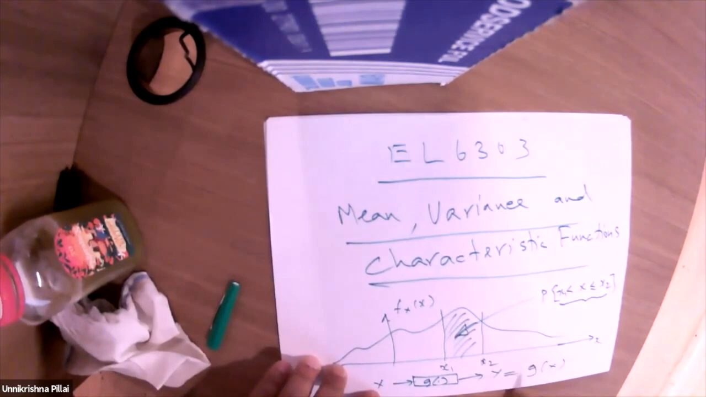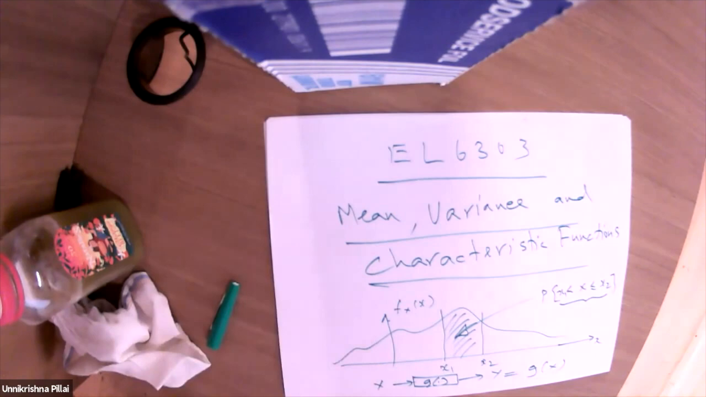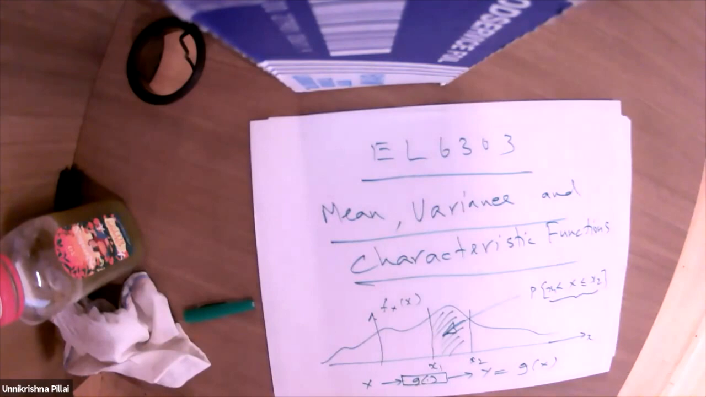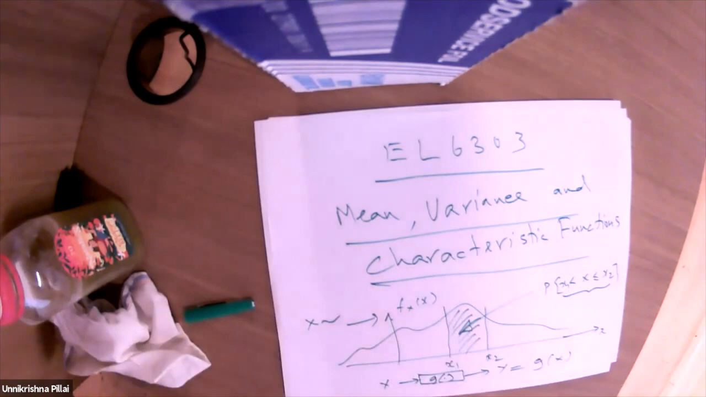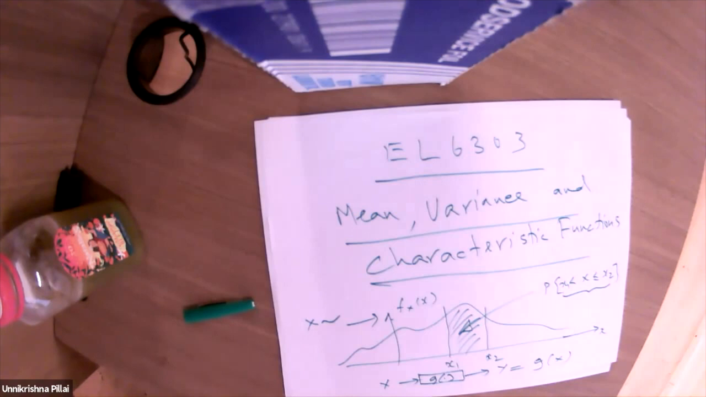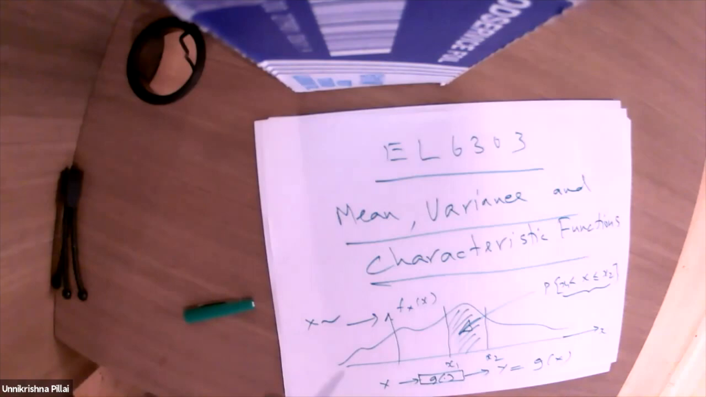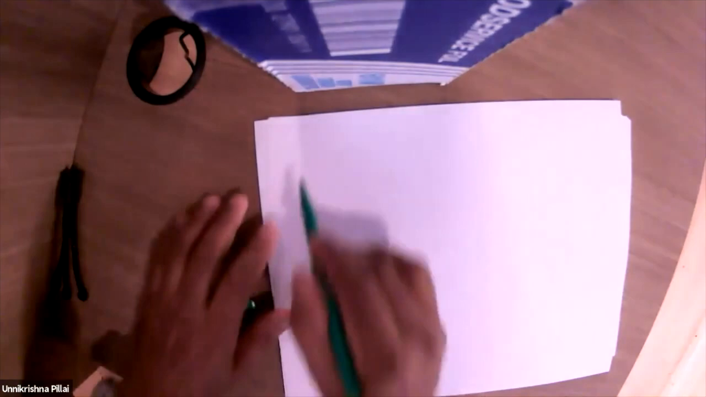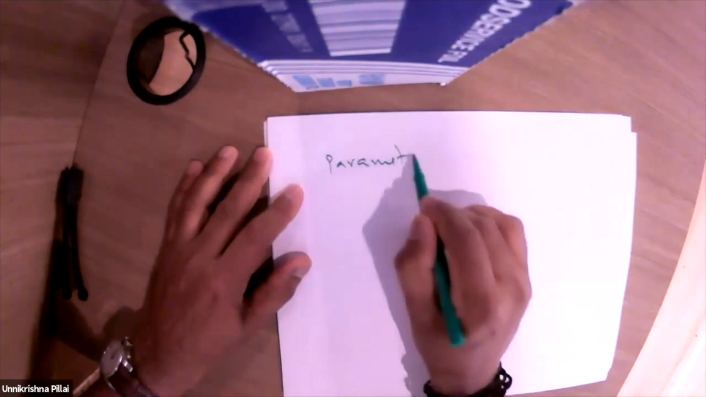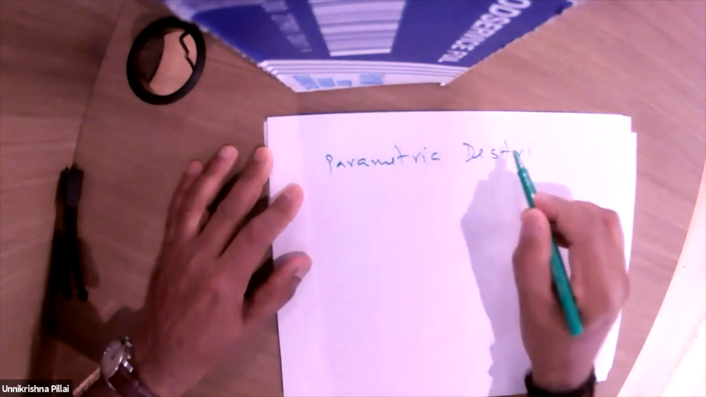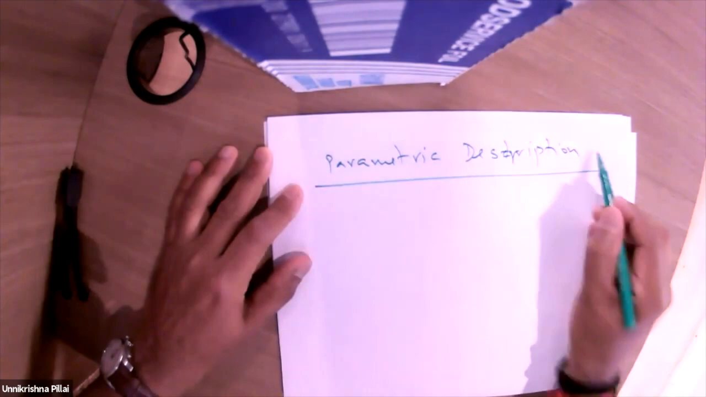Last week we spent time in how to find the density function of y given the density function of x. So the random variable is completely characterized by its density function. But the density function has a lot of information. So the question is, is it possible to describe the density, describe the random variable using one or two parameters? Parametric description of random variables.